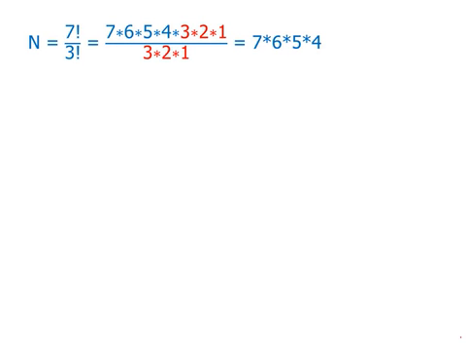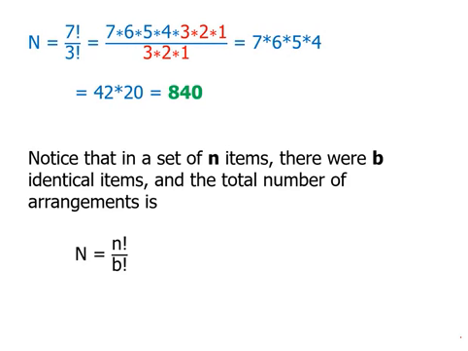So 7 factorial divided by 3 factorial. We'll write out the factorial. We can cancel some factors. We just get 7 times 6 times 5 times 4. 7 times 6 is 42. 5 times 4 is 20. 20 times 42 is 840. And so that would actually be the number of orders in which we could arrange the 4 novels and the 3 identical dictionaries. Notice that in a set of n items, there were b identical items, and the total number of arrangements with those b identical items is n factorial over b factorial. That's an important rule.